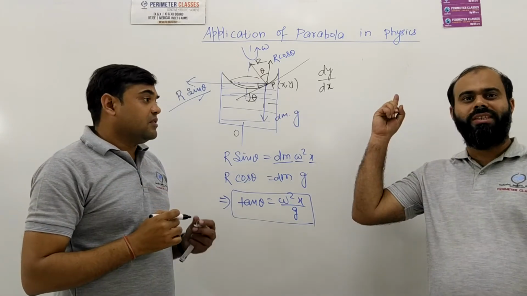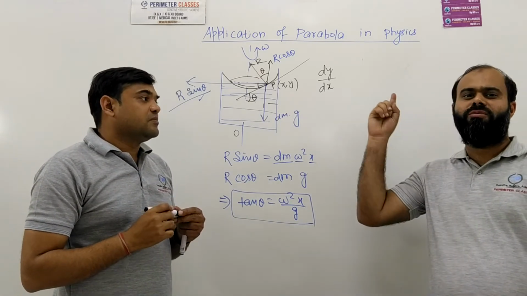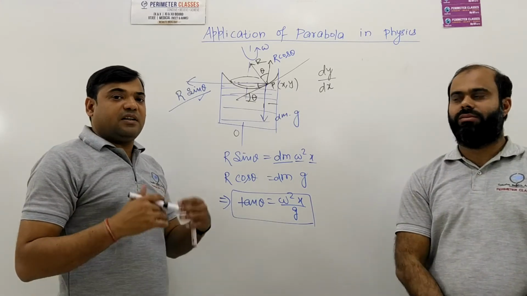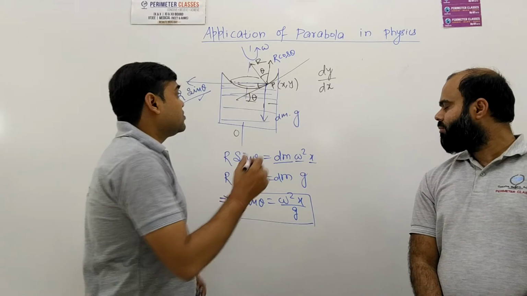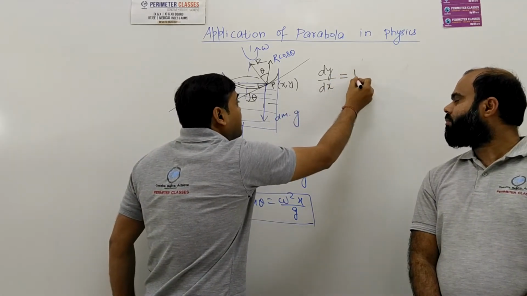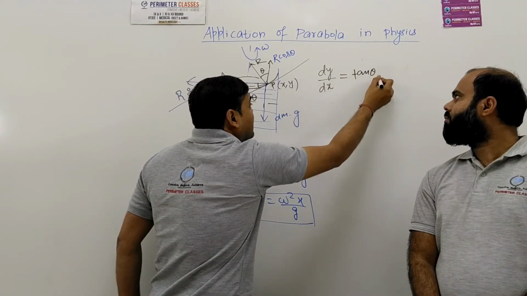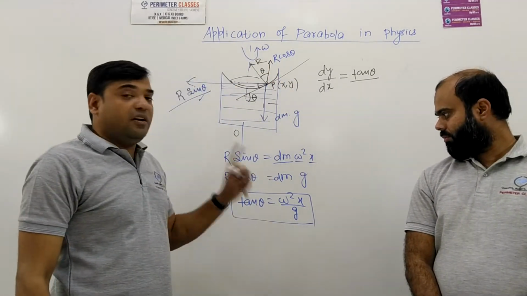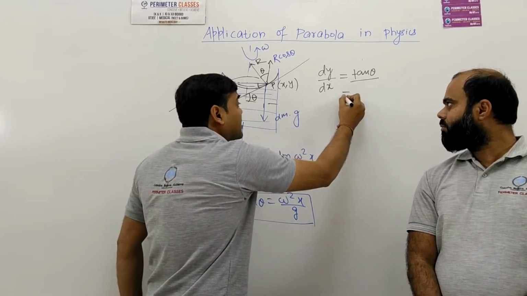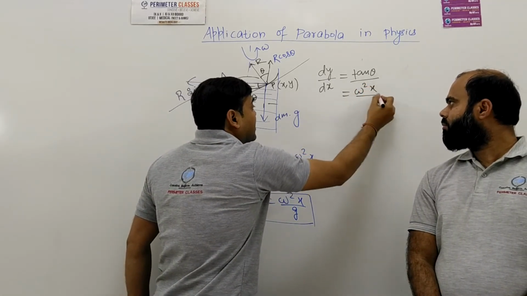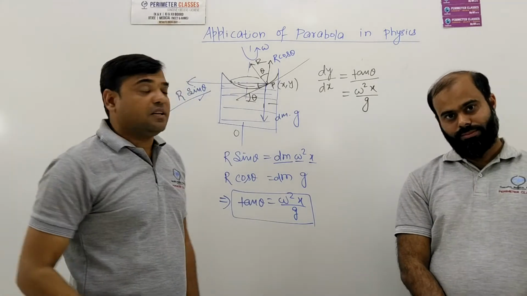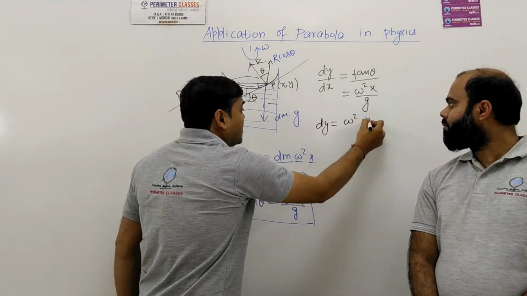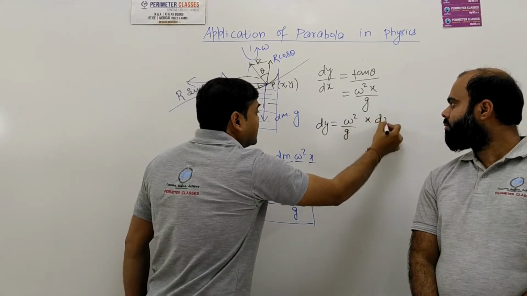This is the basic definition of slope and we have already discussed it in calculus. Go to this link and see that library and you will find all the things you need for calculus in physics there. That is already there in our YouTube channel. So just go through that library. So dy by dx, that is the slope of a curve, can also be written as tan theta. Now here I already know the value of tan theta, so I can write tan theta as omega square x upon g. So dy can be written as omega square x upon g into dx.